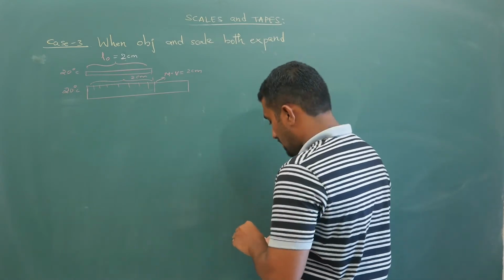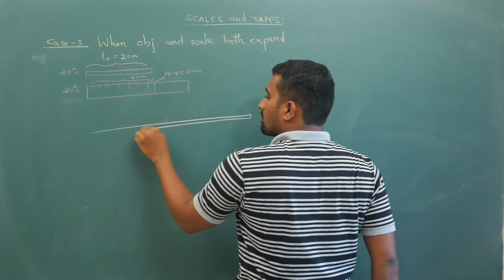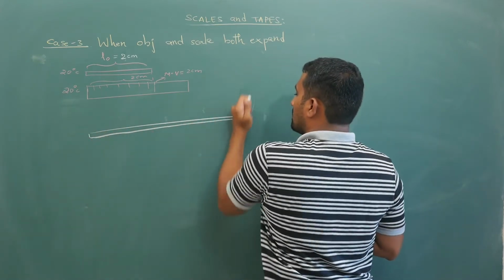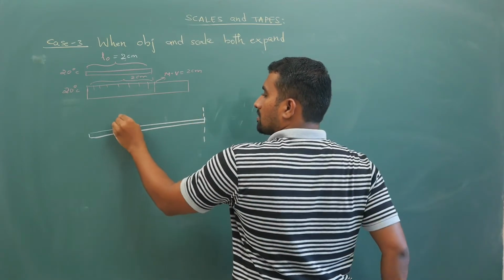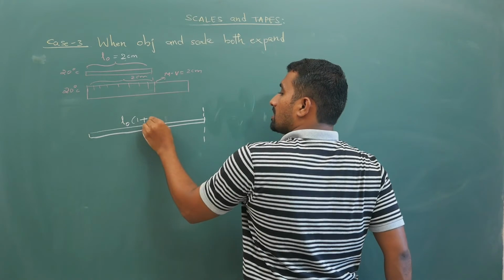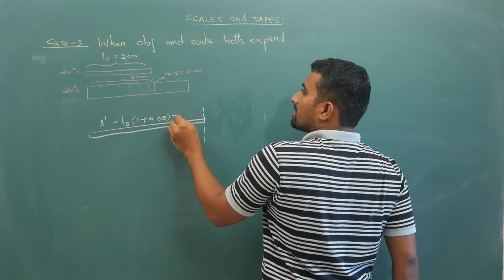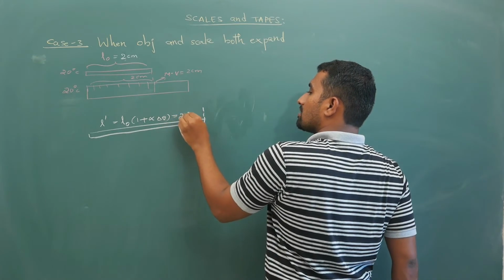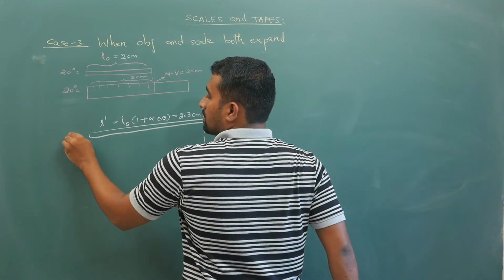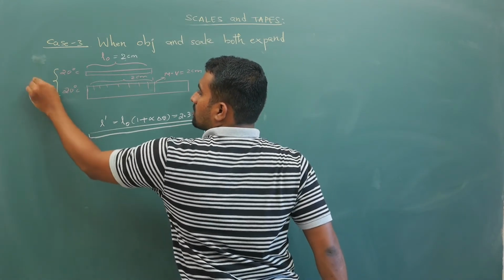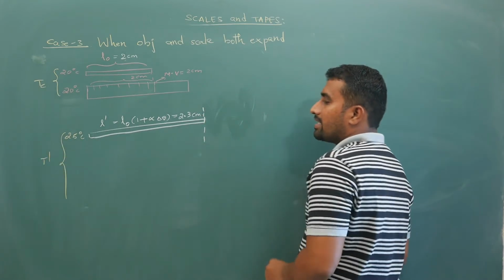Now what I am doing is expanding the object. Because of heating, the object has expanded, and L0 times 1 plus alpha delta theta is your new length. Let us say it is some 2.3 centimeters, upon heating to some 25 degrees centigrade. This is your calibration temperature, and now it is your new temperature, some T dash.